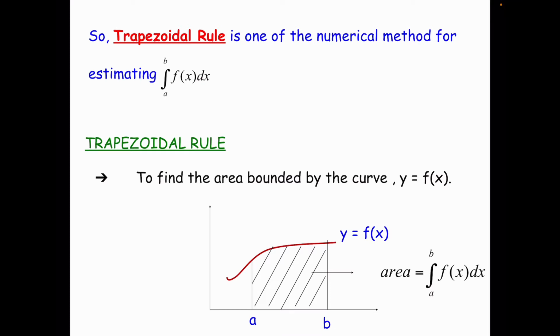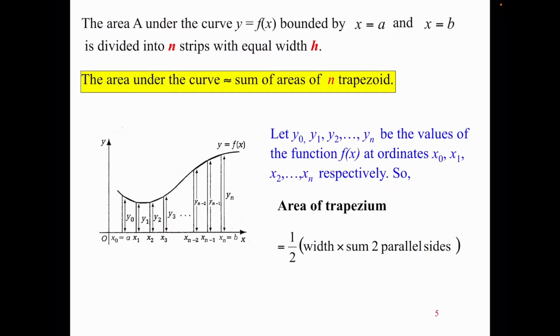So the area equals integration of f(x) dx from a to b. The area A under the curve y equals f(x) bounded by x equals a and x equals b is divided into n strips with equal width h. The area under the curve is approximately the sum of the areas of n trapezoids. So let y0, y1, y2 until yn be the values of the function f(x) at ordinates x0, x1, x2 until xn respectively. So the area of a trapezium equals 1 over 2 multiplied by width times the sum of two parallel sides.